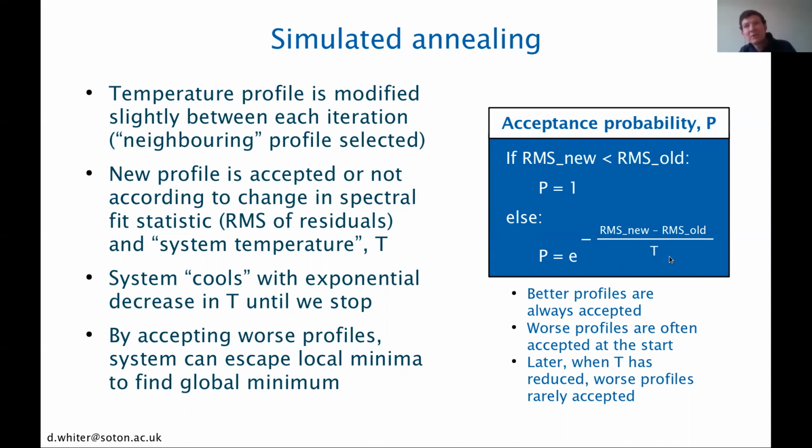So as this temperature cools, we're less and less likely to accept worse profiles. If this temperature is high, we're highly likely to accept a worse profile, even though it's worse. As we iterate through, we reduce the temperature, and we become less and less likely to accept worse profiles. By doing this, we can escape those local minima, because we can climb a hill out of those local minima by accepting worse profiles, and the system ends up cooling into the true global minimum. I'm just going to show a video to show how this works in practice.